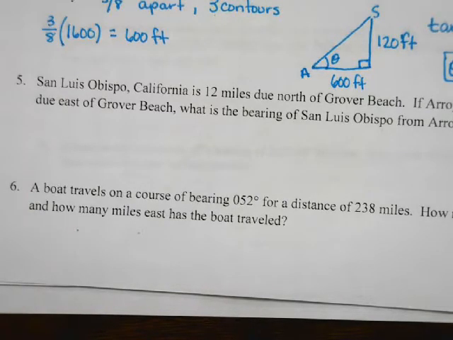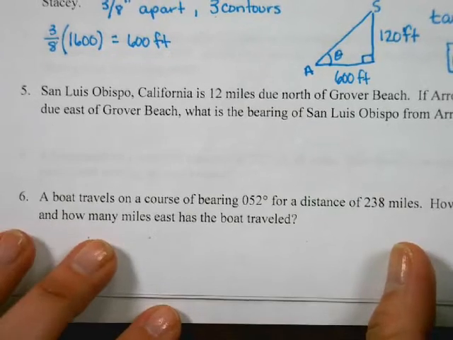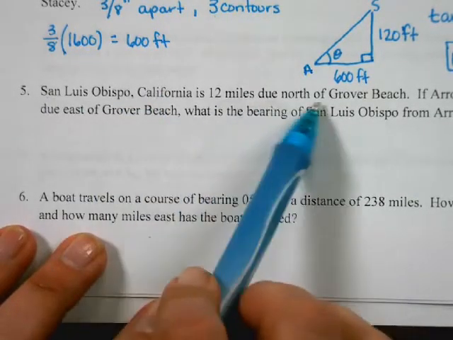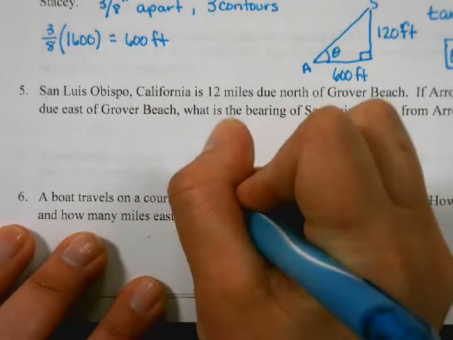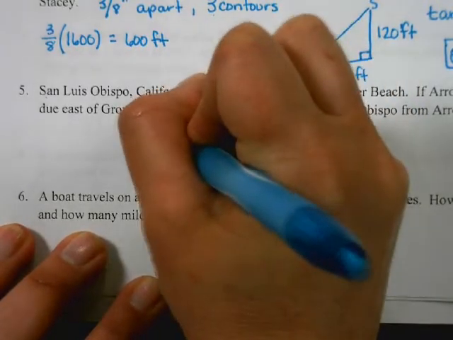I think these are all in California. All right, so here we go. Let's draw a little picture. The first thing it tells us is San Luis Obispo is 12 miles due north of Grover Beach. Okay, so here I've got Grover Beach, and if I go 12 miles north, I get to a place called San Luis Obispo.